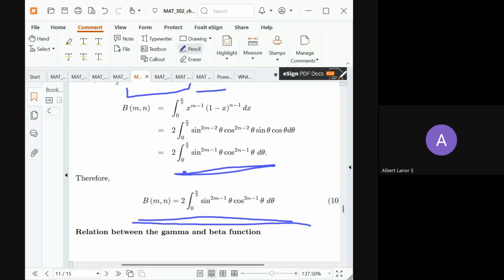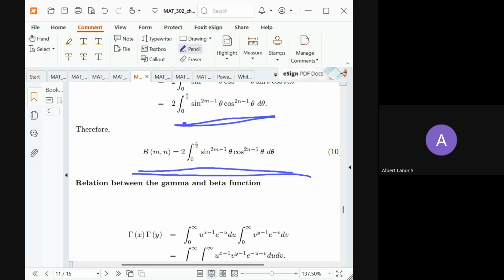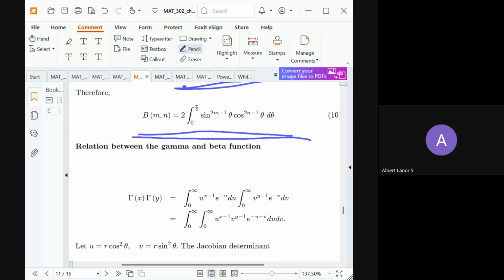Okay. So that is the polar form, the standard one in trig form. When we say polar, it also means trig, or circular is also trig. Now, the beta is twice the integral from 0 to pi on 2 of sine theta to the 2m minus 1, cos theta to the 2n minus 1 d theta. Now, you can obtain the gamma function from the beta function, or the beta function from the gamma function. So we're going to look at that quickly.